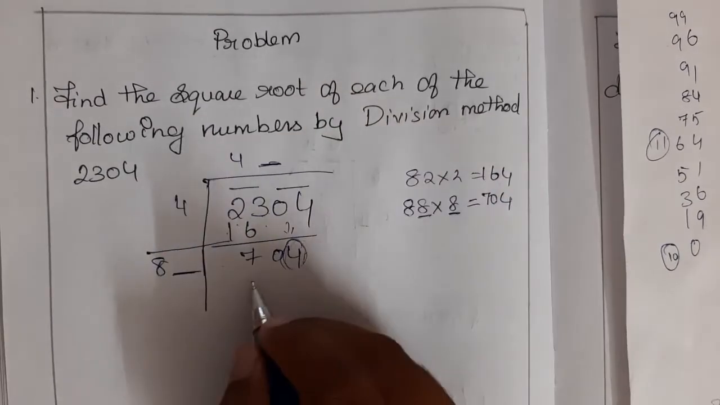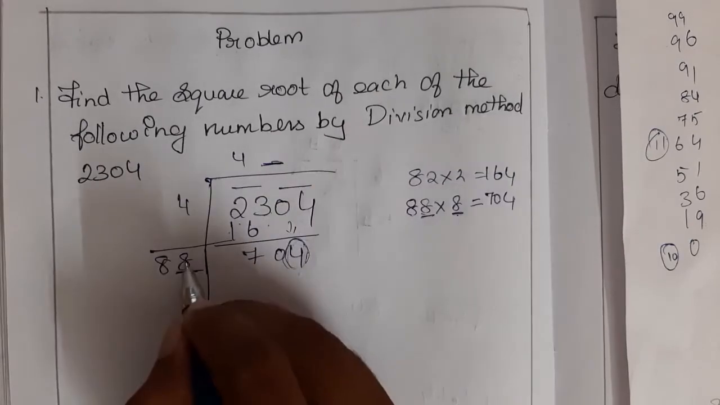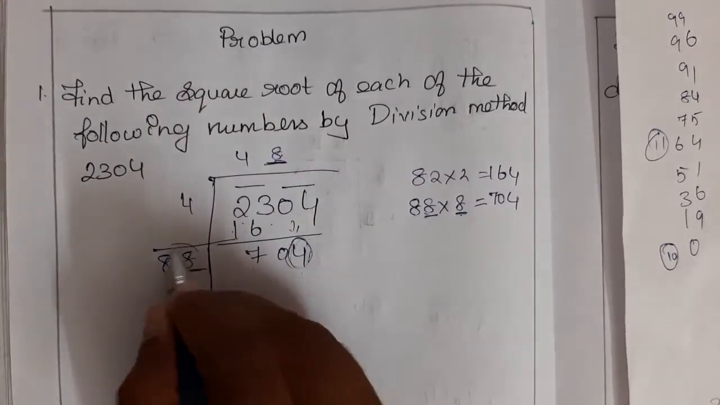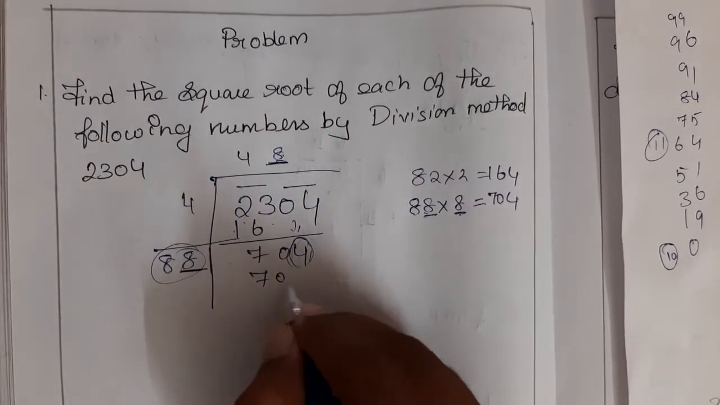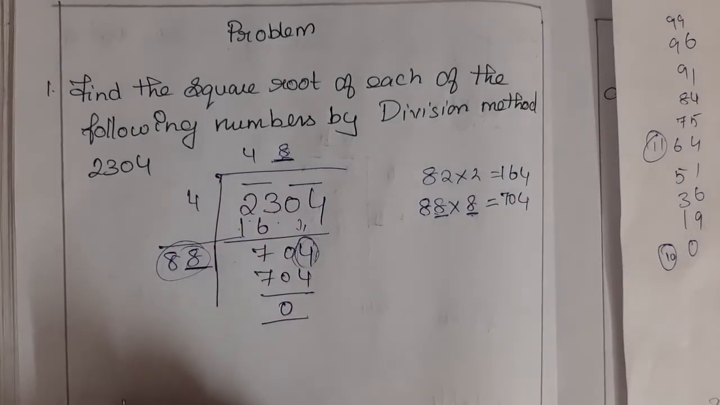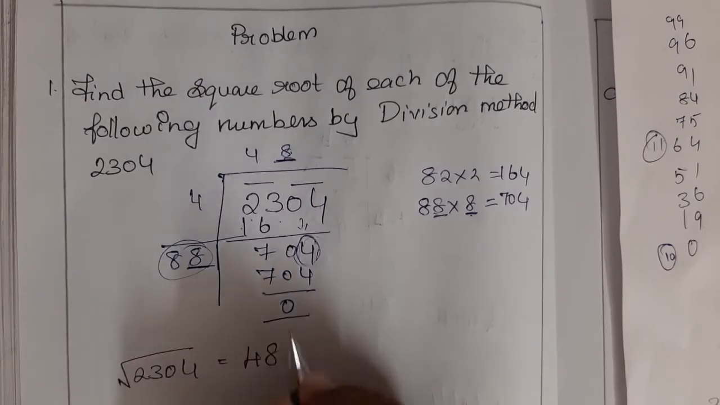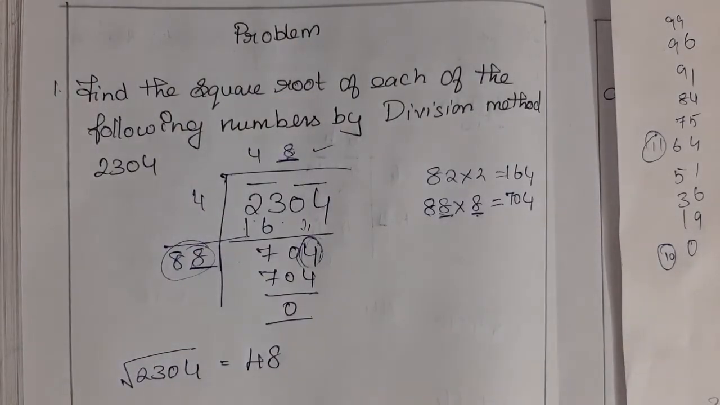Yeah, we got it. 88 into 8, right? So 8 into this whole 88, we get 704, where the remainder is 0. So the square root of 2304 is equal to 48, which is the quotient.